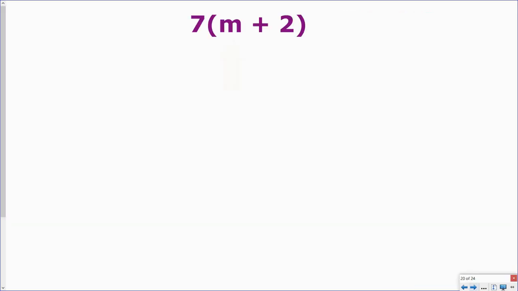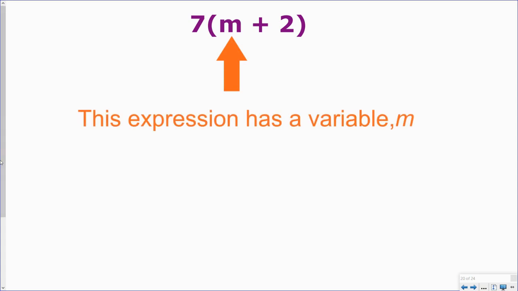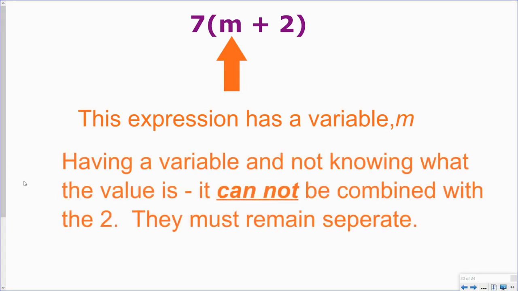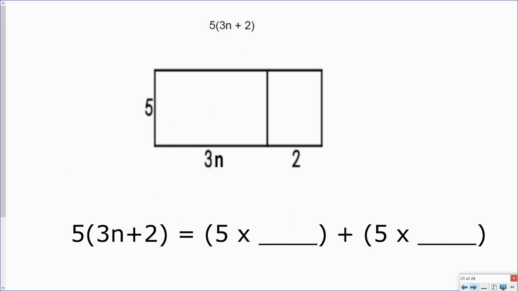Now, I have this situation. So I have, again, 7 groups of m plus 2. Well, in this case, I have a variable of m, which changes things just a little bit. So having a variable and not knowing what that value is, I cannot combine it with the 2. So they have to stay separate values. And that changes a little bit of what I will do when I'm using my distributive property.